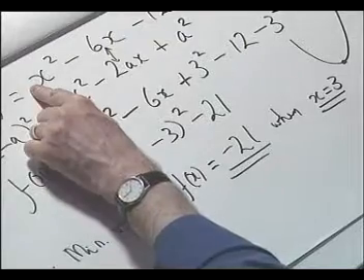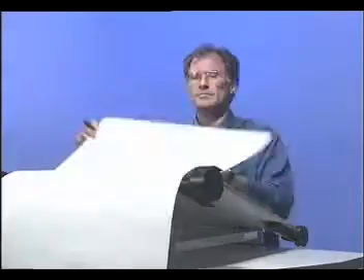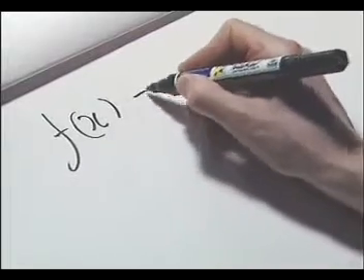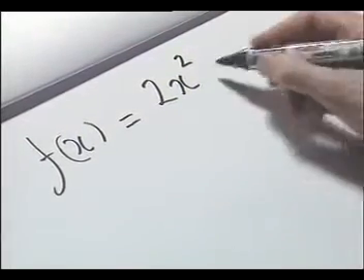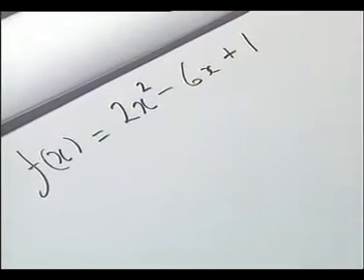The two examples we've taken so far have both had a positive x squared and a unit coefficient of x squared, in other words, 1x squared. We'll now look at an example where we've got a number here in front of the x squared. So the example that we'll take, f of x equals 2x squared minus 6x plus 1.